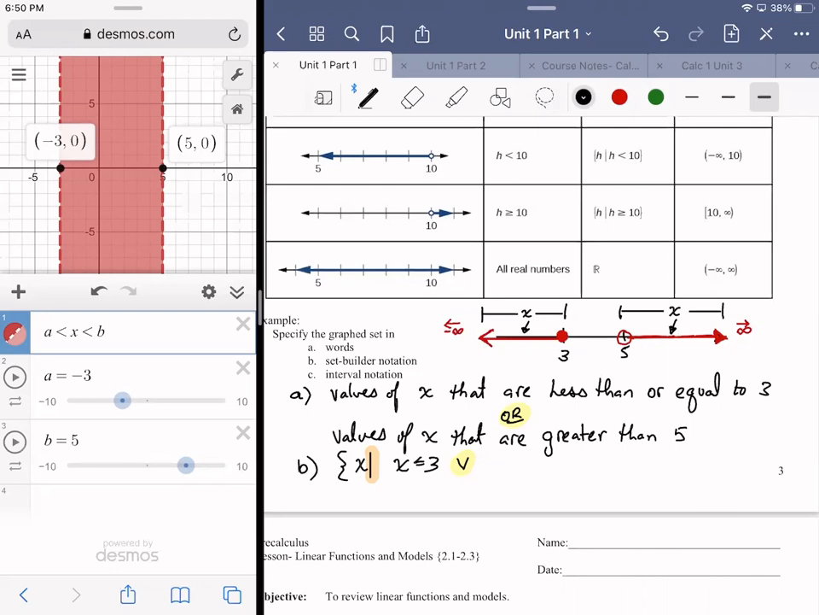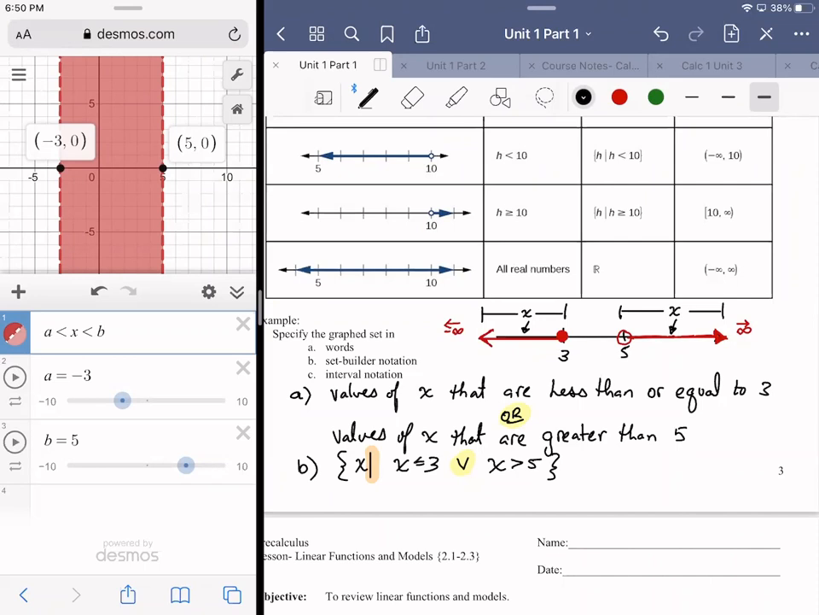The other possibility is that x is going to be greater than 5. Now, if you're taking a discrete math class or anything involving logical reasoning, then you'd absolutely have to know that notation, but it's not as necessary here. All right, so that's the set builder notation.